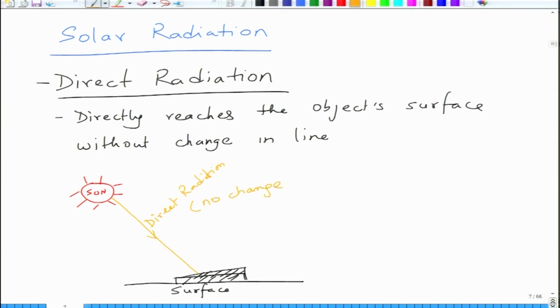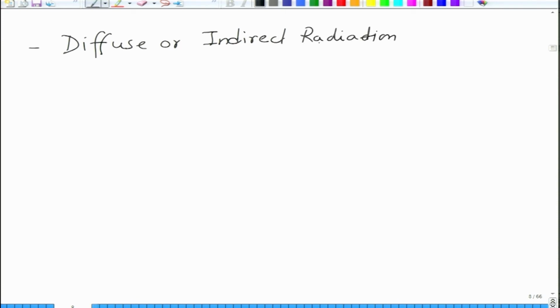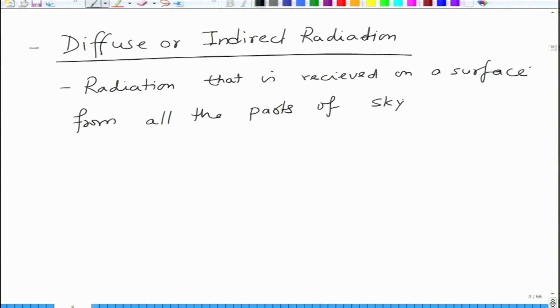No change of line, okay. And the second component is what we call diffuse or indirect radiation. This term we already introduced at a certain place, we will just elaborate on it. So, this is essentially the radiation that is received on a surface, or let us say earth surface, object surface, from all the parts of the sky's hemisphere, okay.